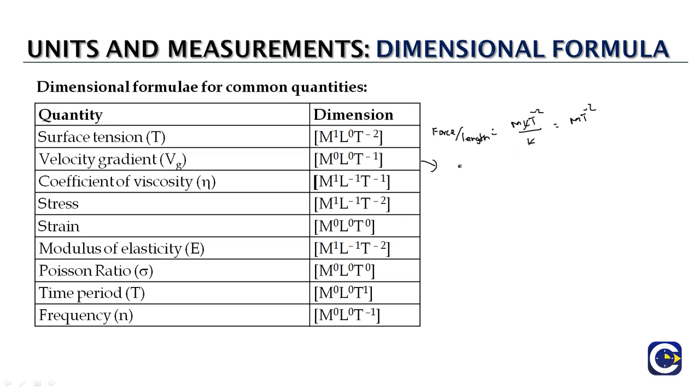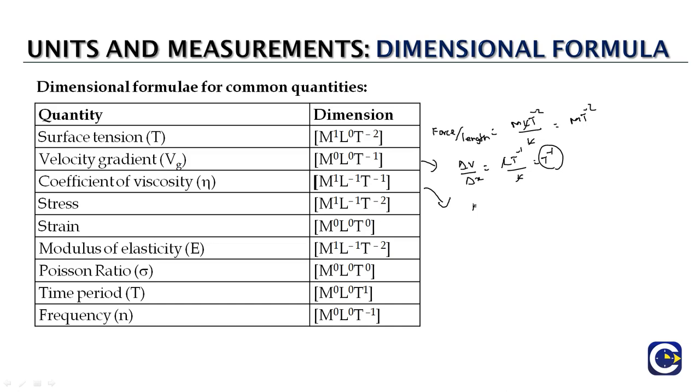Then in the fluid motion we have a concept called velocity gradient. It's nothing but change in velocity per unit distance covered between the layers of the liquid. So it will be L T power minus 1 divided by L, which is simply T power minus 1. That will be the dimension of velocity gradient. We have coefficient of viscosity. It's nothing but the measure of how viscous a liquid is.